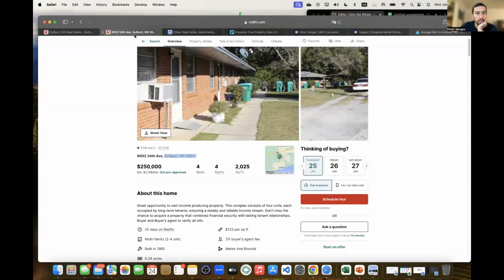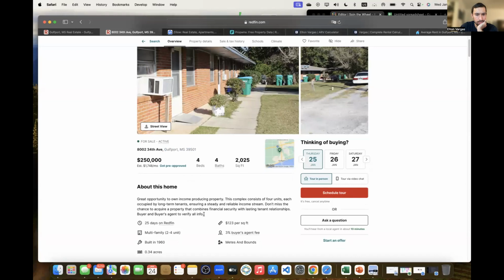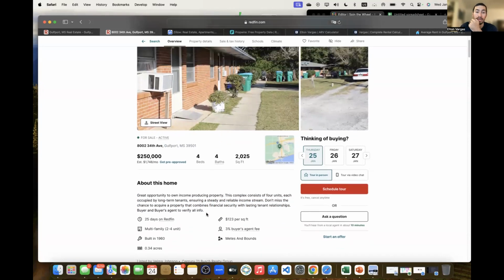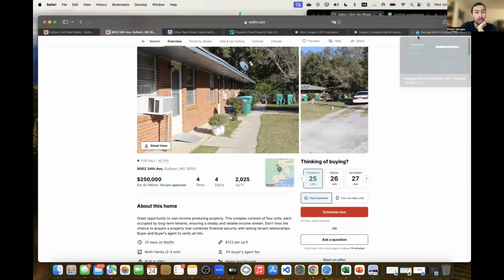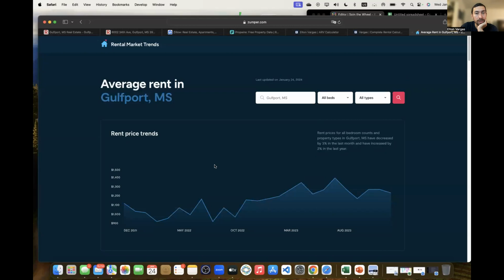And right here, let's say we're looking at this one. This complex consists of 4 units. So we've got a quad, each occupied by long-term tenants, ensuring a steady and reliable income stream. It says don't miss a chance at acquiring a property that combines financial security and lasting tenants, and to verify all information. So that's the thing. We definitely have to verify all the information, find out how much all those long-term tenants are paying and what's actually happening, and make sure they're up to par.